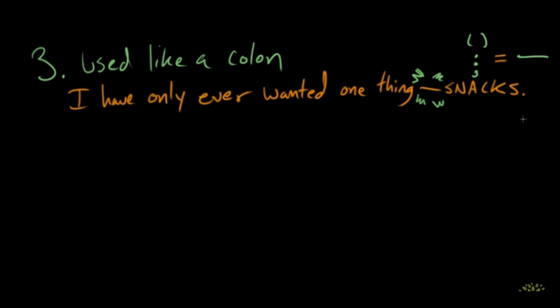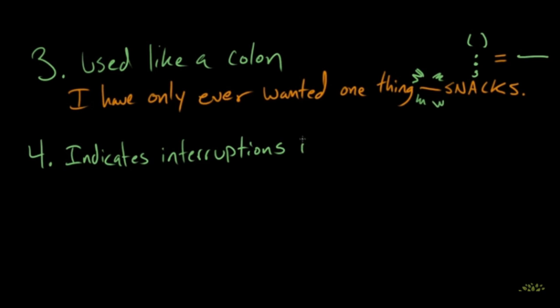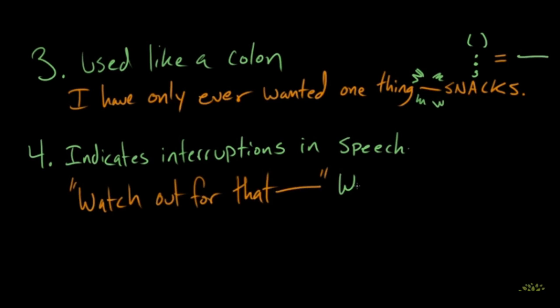Seriously, I'm very impressed. And the fourth use of the dash is, again, to indicate interruptions, but specifically interruptions in speech. This is like its own little special thing. It's not acting like anything else. Just indicating interruption, as it does. Watch out for that!—Wham! So we're using this dash to say that this sentence was interrupted by something, and then we deploy this sound effect. But it could be anything, really.